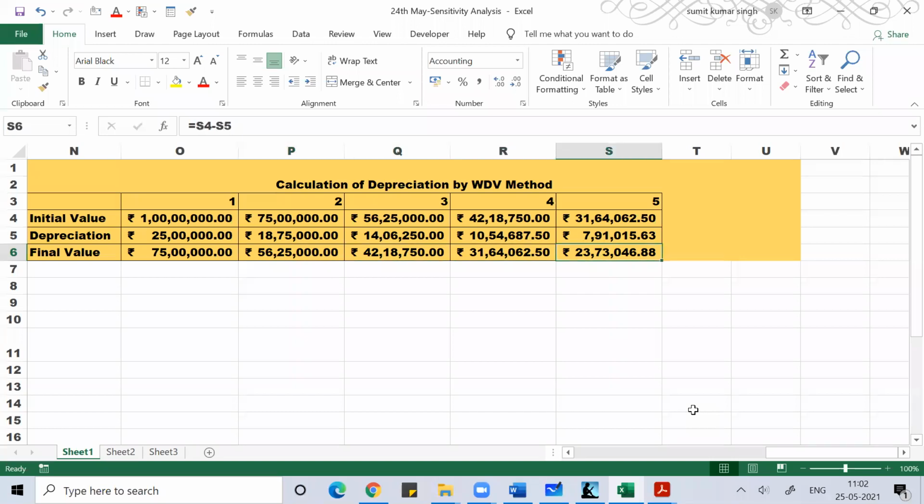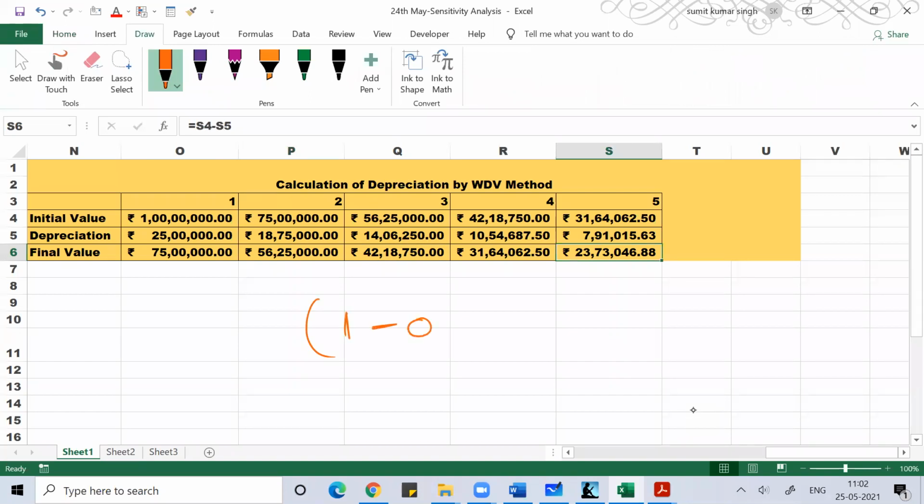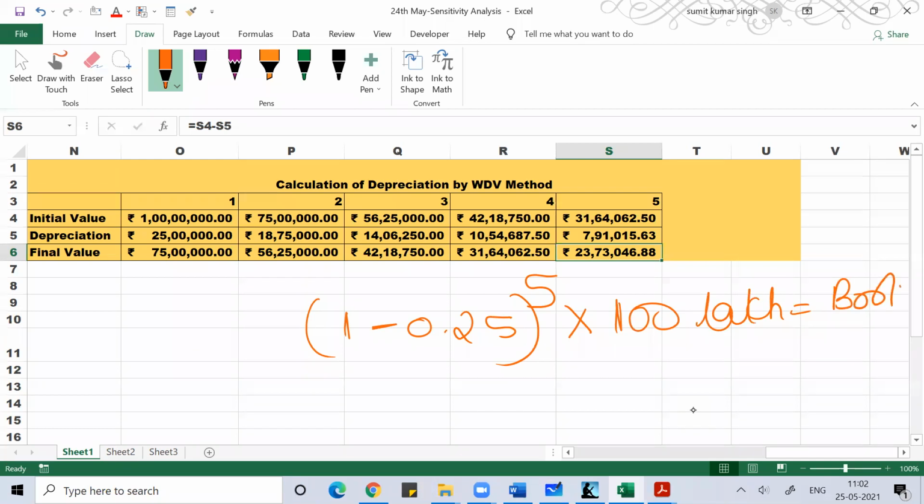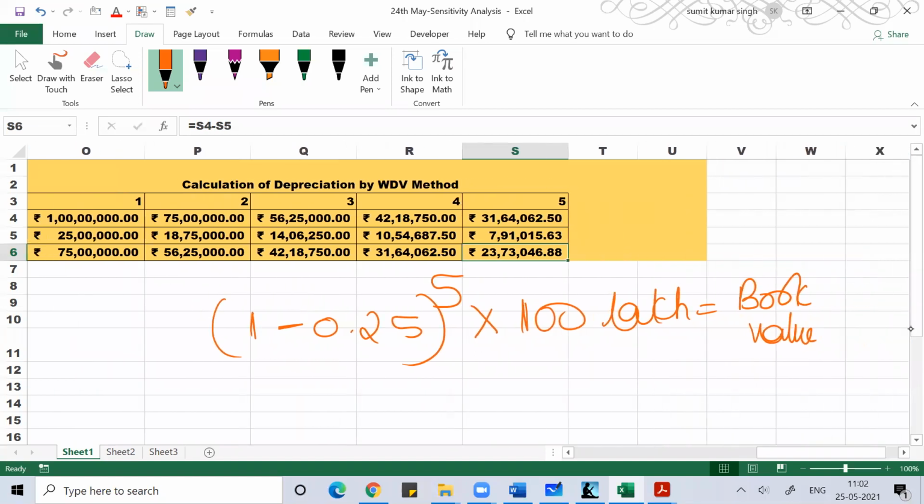What is the value left after 5 years? It is 1 minus 25%, the rate of depreciation, over 5 years. You can find this. This is the remaining book value. This is the value left for you from the plant. So you can solve this, and I can do that adjustment. I hope you are understanding.